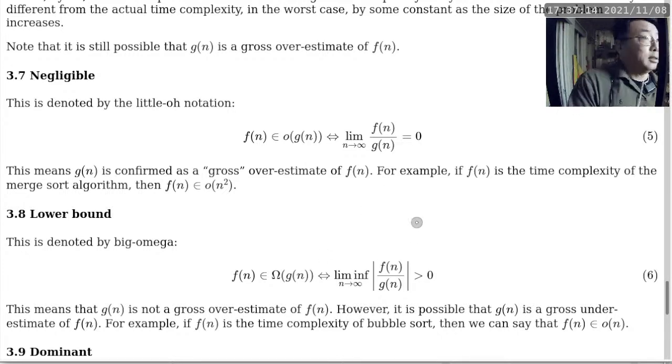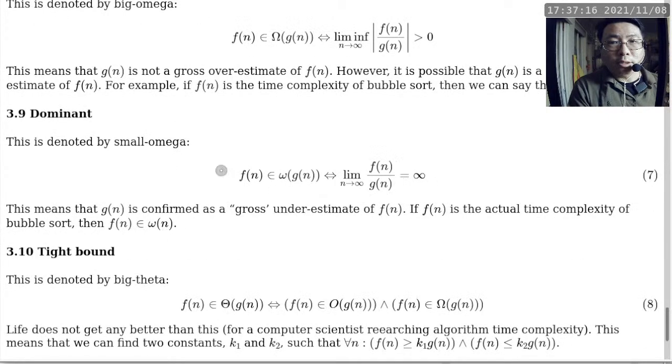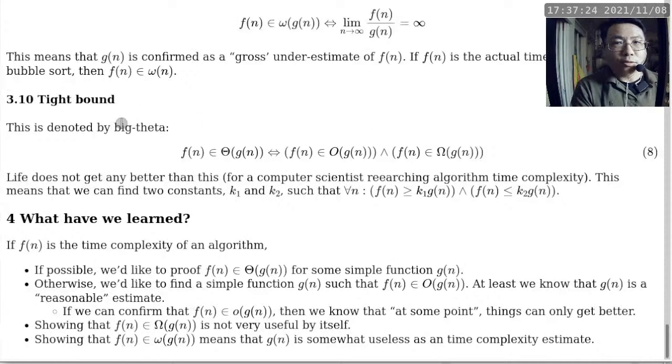And then the next concept is dominant. We can skip this one too because it's really not particularly useful. So we're going to skip 3.9 and go straight to 3.10. So 3.10 is big theta. This notation here is big theta.